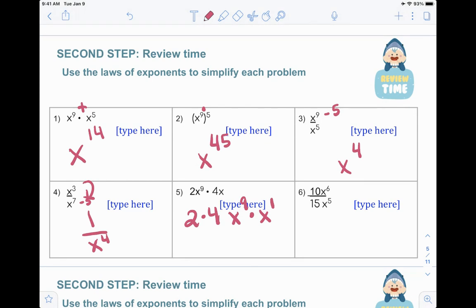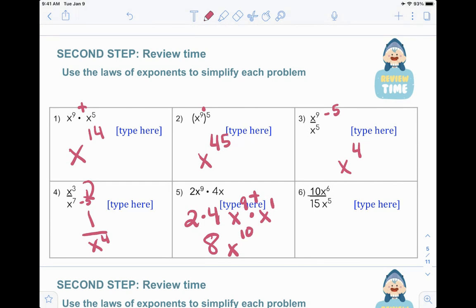So the next thing we want to do is multiply our numbers, and 2 times 4 is 8. And then we add our exponents because the bases are the same. And x to the 9 plus 1 is x to the 10th power. And that would be our final answer.